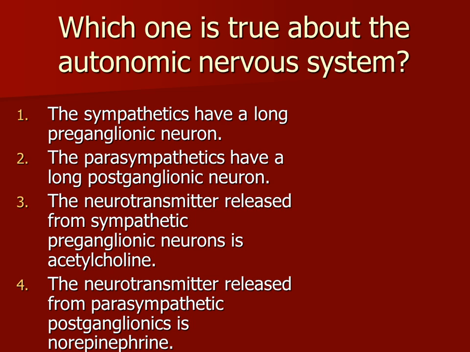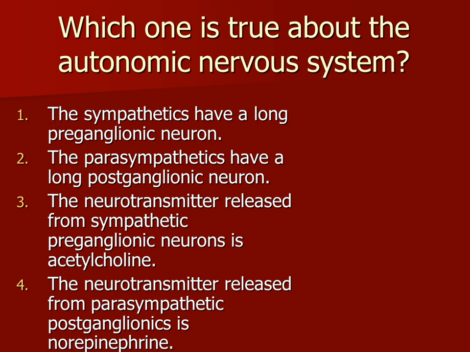Autonomic nervous system. How about that first one? The sympathetics have a long preganglionic neuron. Where do the sympathetics go? They come out of the thoracic and lumbar region. They go right next door, right? So paravertebral, very short preganglionic.